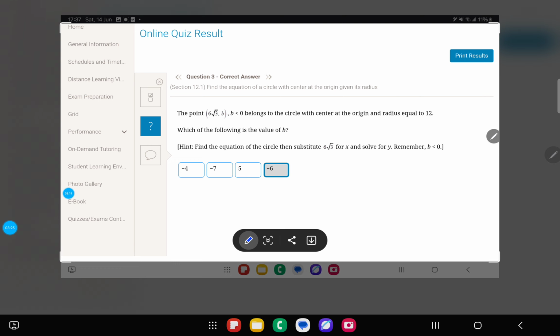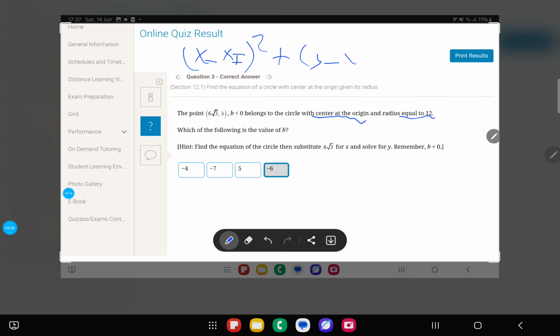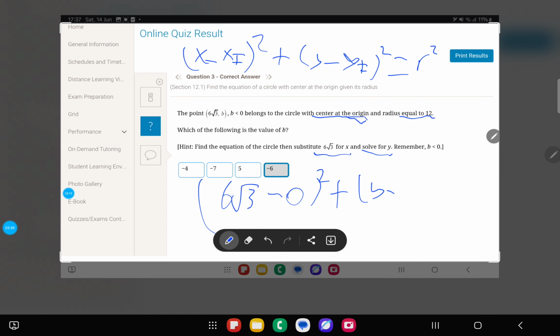So basically, we have the center at origin and radius equal to 12, right? So we're going to use the same rule: (x - xi) squared plus (y - yi) squared equals r squared. They said substitute 6 radical 3 for x. So we do (6 radical 3 - 0), because the center is at the origin, squared, plus (y - 0) squared, where y is what we're trying to find, equals 12 squared, which is 144.